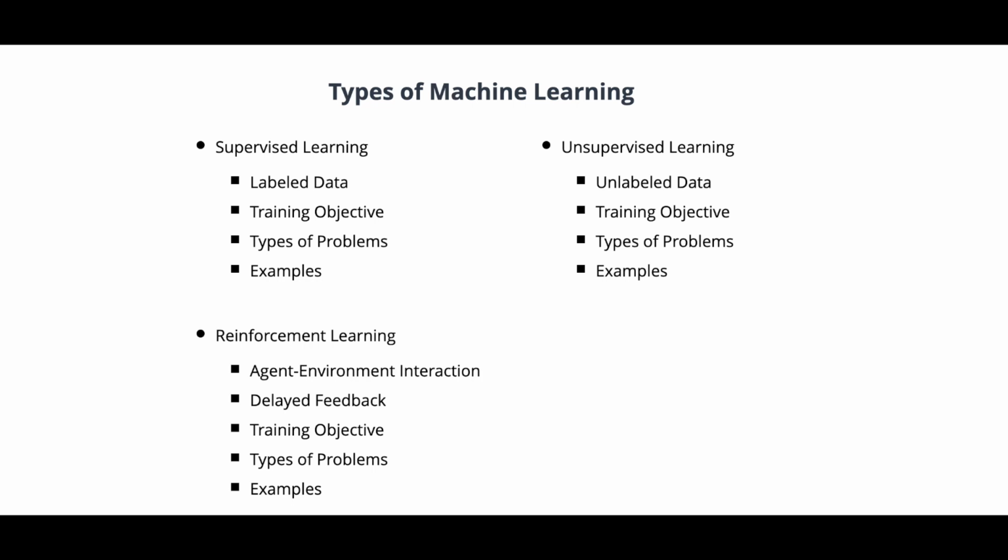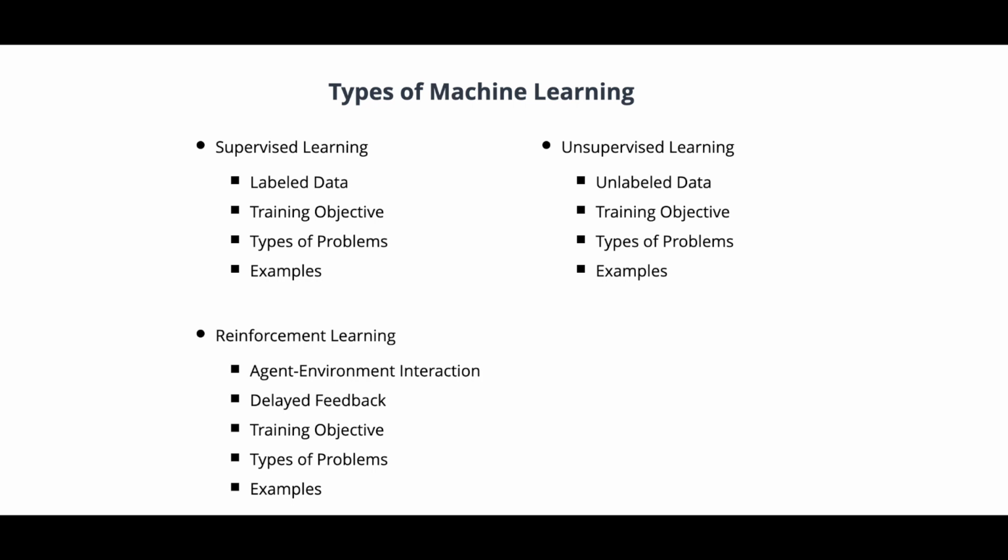The learning system, the agent, interacts with an environment, taking actions and receiving feedback, which are rewards or penalties, based on those actions. Delayed feedback: the consequences of an action may not be immediately apparent, requiring the agent to learn through long-term exploration and experience. Training objective: the goal is to learn a policy or strategy that maximizes cumulative rewards over time.